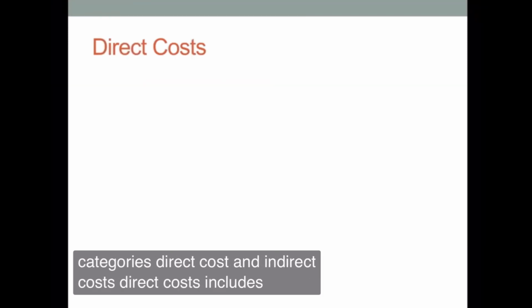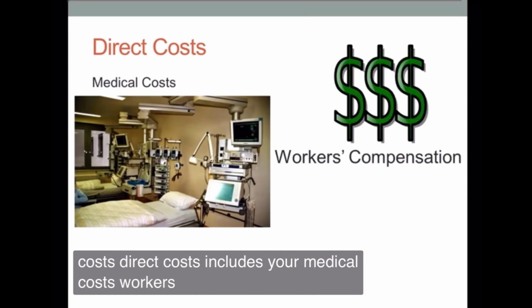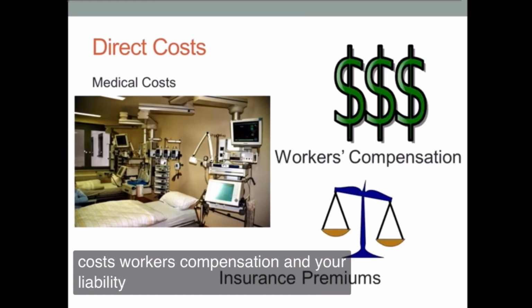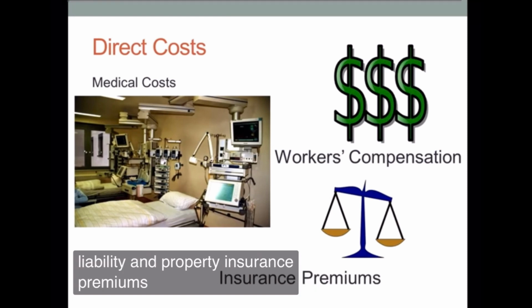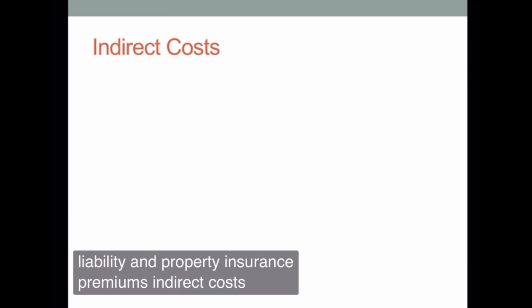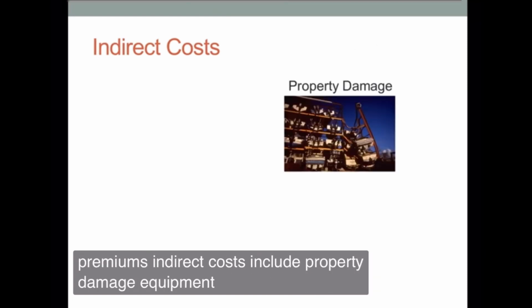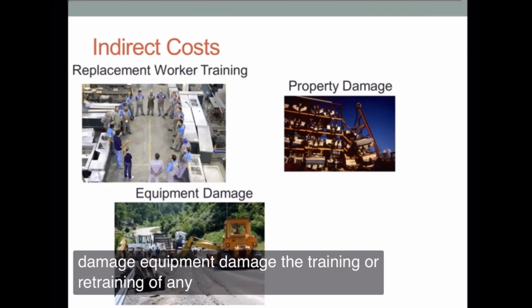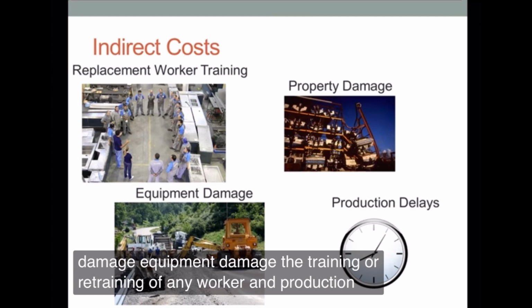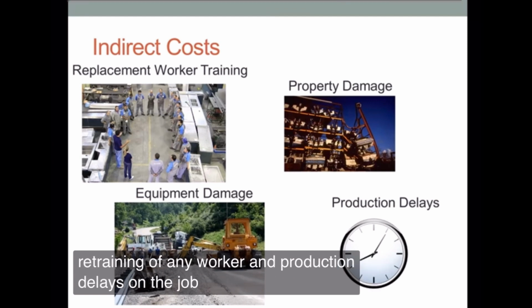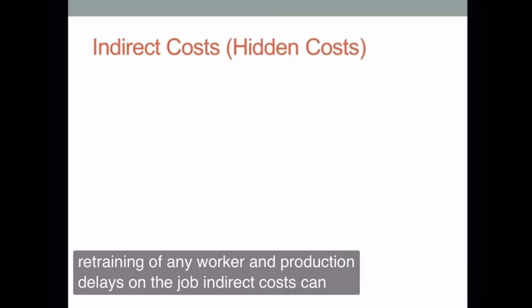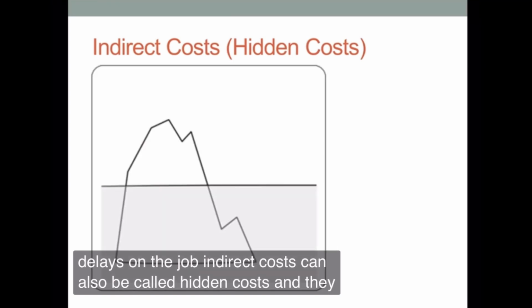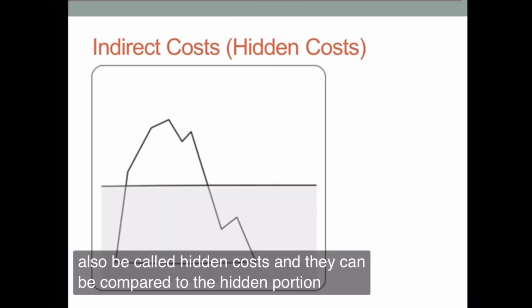Direct costs include your medical costs, workers' compensation, and your liability and property insurance premiums. Indirect costs include property damage, equipment damage, the training or retraining of any worker, and production delays on the job. Indirect costs can also be called hidden costs, and they can be compared to the hidden portion of an iceberg.